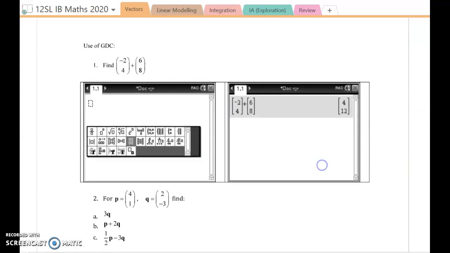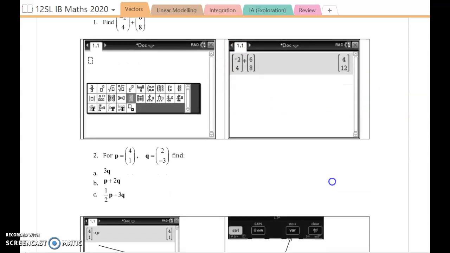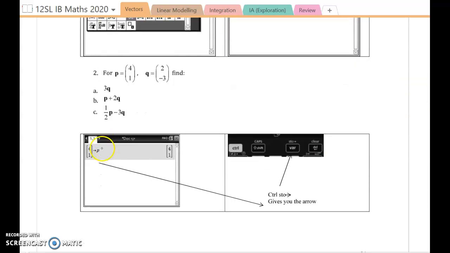In your GDC, your graphic display calculator, you can actually process vectors using the matrices. So you'll find the bracket there with 2 boxes for you to enter a value, and if you put in the vector, it'll actually process them for you. So -2, 4 plus 6, 8 is 4, 12. The other good thing about it is you actually should use the storage of a variable in your GDC, because it saves you having to type out 4, 1 every single time you want to use P, and 2, -3 every single time you want to use Q.